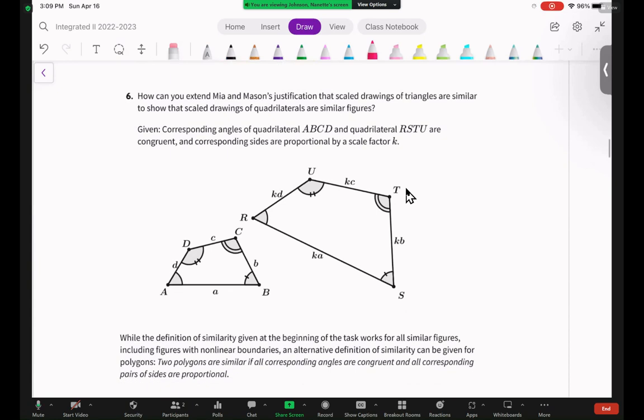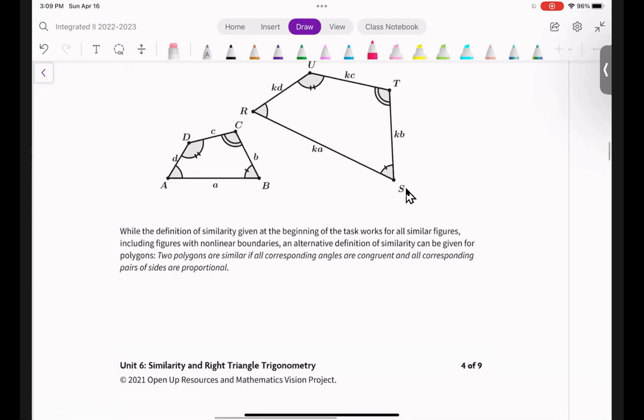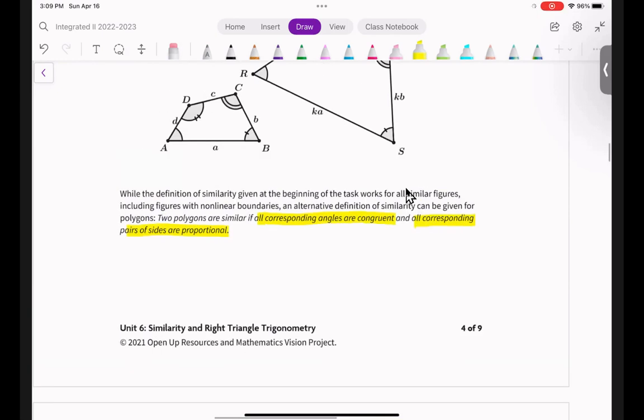Okay, so then it says, while the definition of similarity given at the beginning of the task was for similar figures, including figures that have nonlinear boundaries, an alternative definition of similarity can be given for polygons. Two polygons are similar if all corresponding angles are congruent. So I'm going to highlight some parts here. If the corresponding angles are congruent and the corresponding sides are proportional.